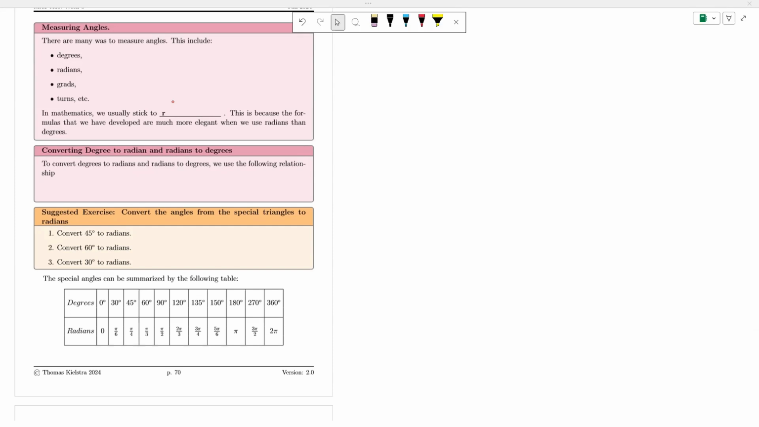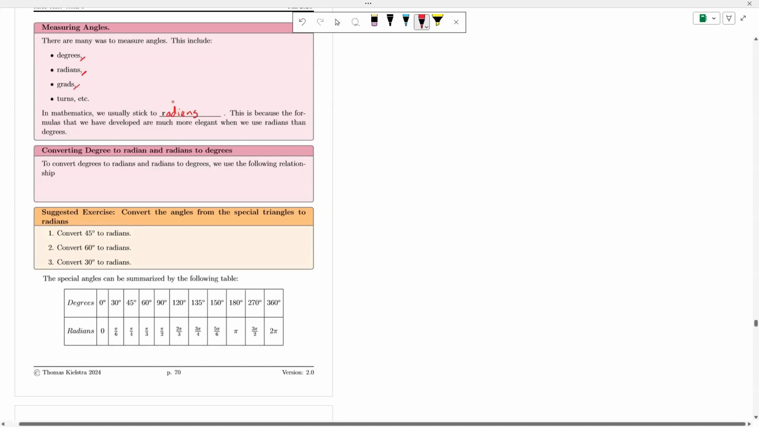There are many ways to measure angles. Most commonly, we use degrees or radians. You can also use grads or turns, and there are many other ways to measure an angle. Now, in mathematics, we usually stick to radians.